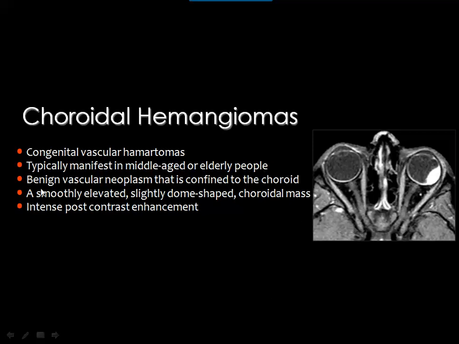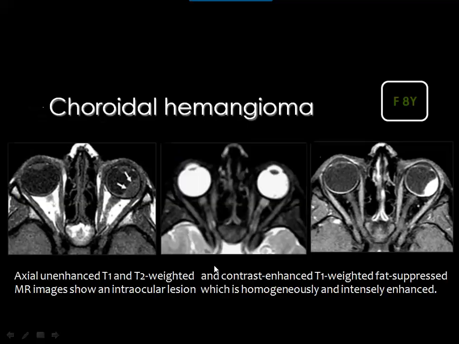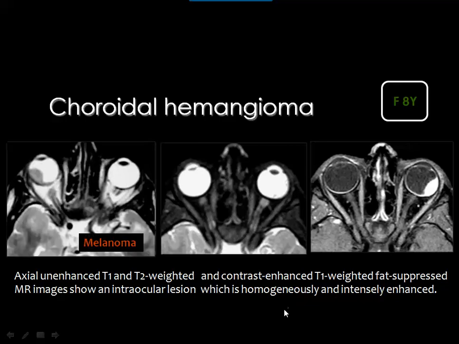As I have said, this is a benign lesion confined to the choroid, and it shows a smoothly elevated dome-shaped choroidal mass with intense post-contrast enhancement. Then look here and you see this is the choroidal hemangioma before contrast in the T1 and in the T2 weighted image, and after contrast injection showing intense strong enhancement.